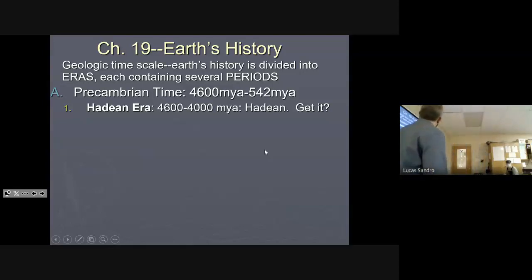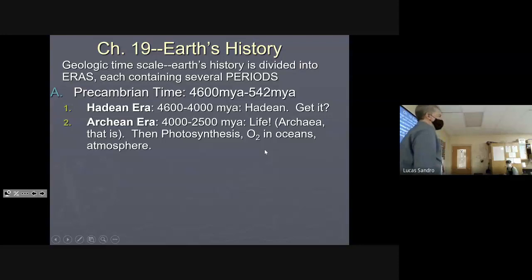From about 4 billion to 2.5 billion years ago, that's the era when life shows up, right? The archaeobacteria, archaea. It's also the era during which we see the first photosynthetic bacteria, which results in oxygen starting to dissolve into the atmosphere and oceans.